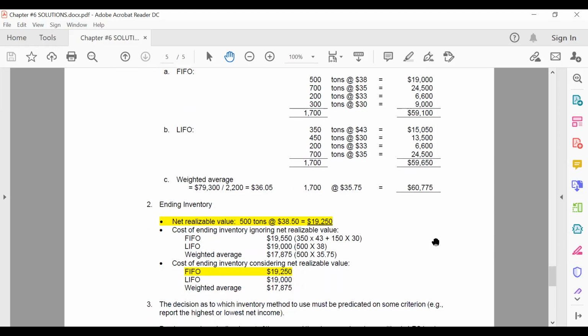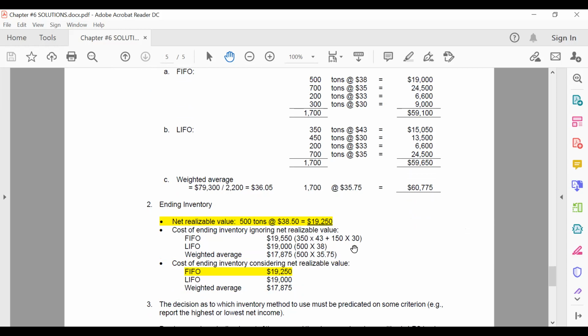And then as far as the ending inventory, they told you that the net realizable value of the inventory was priced at 38.50. If you multiply that by 500 tons, that's your net realizable value of the inventory. So what you need to do is calculate the inventory under FIFO, LIFO, and weighted average. And to get full credit on this problem, of course, you needed to show cost of goods sold and you needed to show ending inventory.